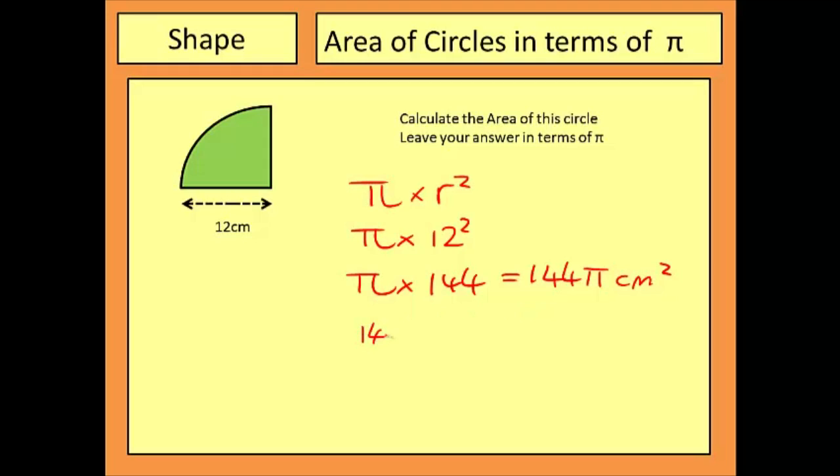So what I'm going to do is take this 144 pi and divide it by 4. Now if this was just a normal fraction I would tidy it up, and it's no different when it's got a pi involved. This would actually simplify down to 36 pi centimeters squared.